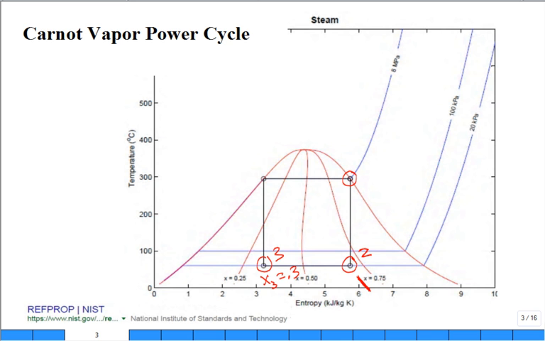What's happening between 1 and 2? You're going through the turbine. What about 2 to 3? We're going through the condenser. What about 3 to 4? We're going through the pump. And then 4 to 1, boiler. True? Very good.